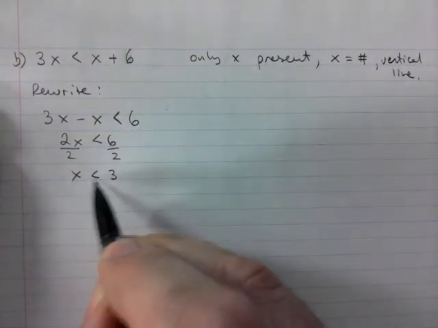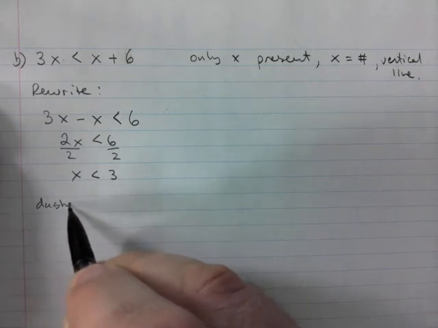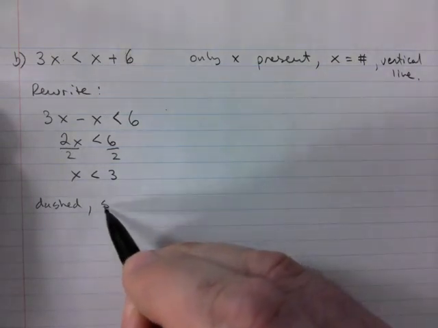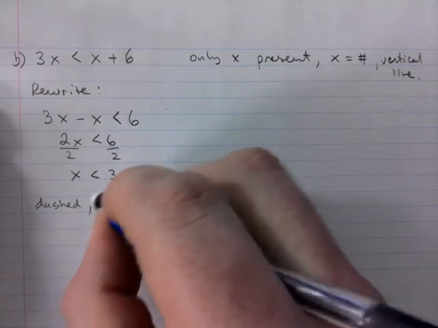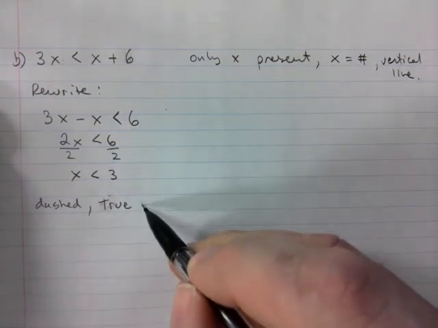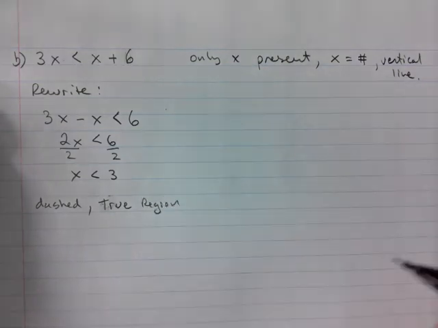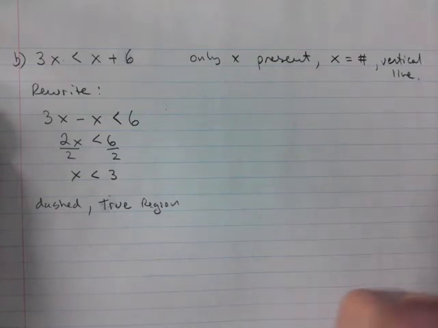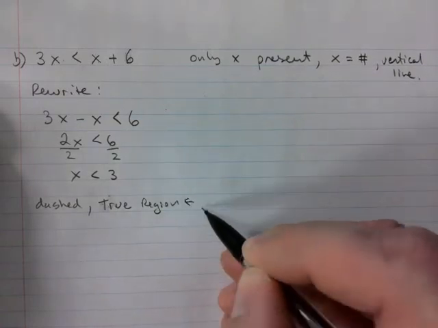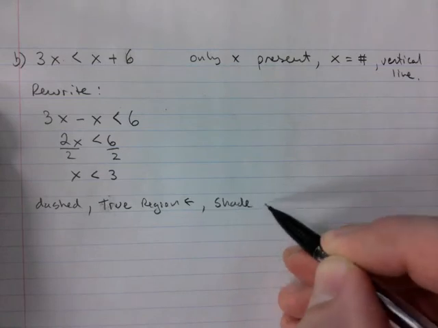So first of all you say dashed. That's the first thing I would suggest you identify. Dashed. And then I'm going to shade. True, get your facts straight. True region is where? Based on the legend that I just gave you, x is less than. I always think of the negative, so it's to the left. So I'm going to shade left as well.